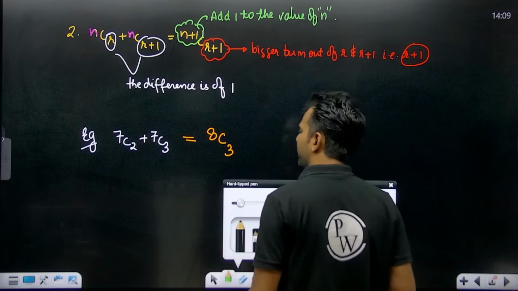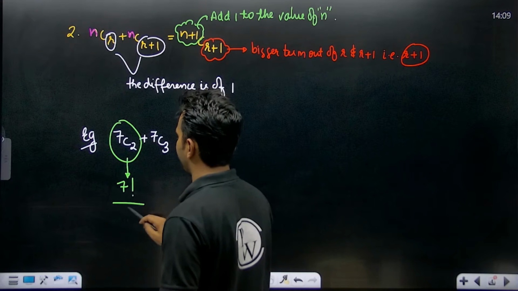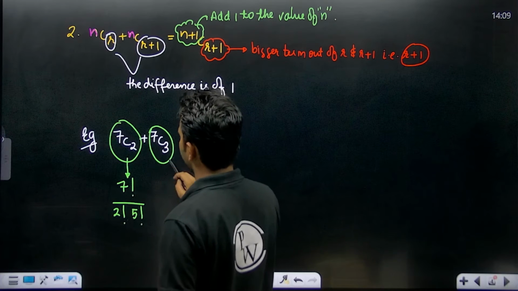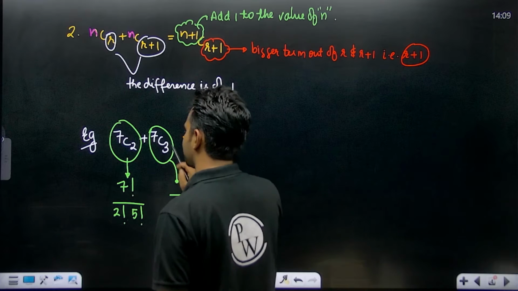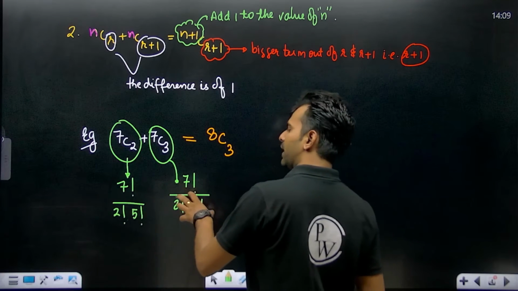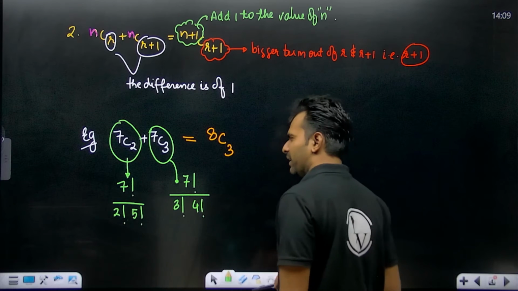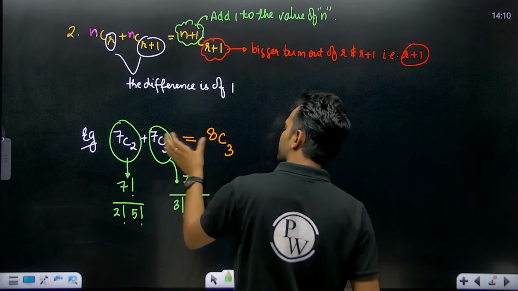So the value is going to be 8C3. You can also calculate each value individually: 7 factorial divided by 2 factorial and 7 minus 2, that is 5 factorial; and 7 factorial divided by 3 factorial and 7 minus 3, that is 4 factorial. You can evaluate these and add them, and ultimately the value will come out equal to this only. But if we know this formula, then we can directly write down the answer.